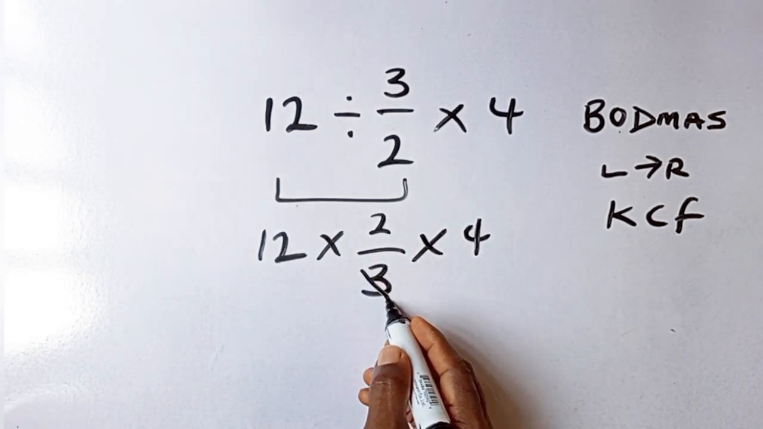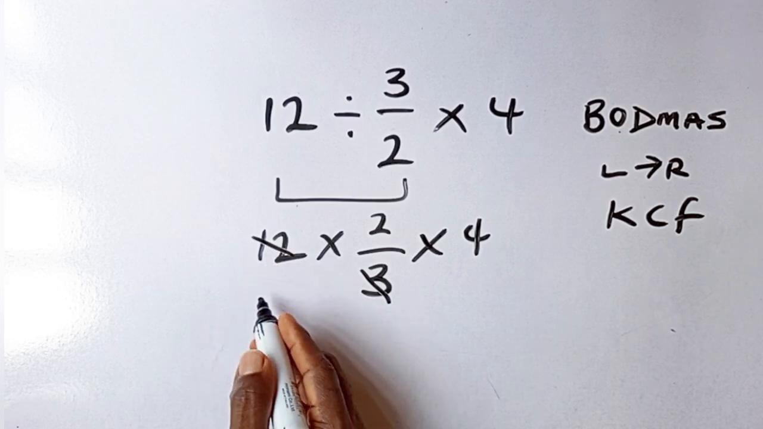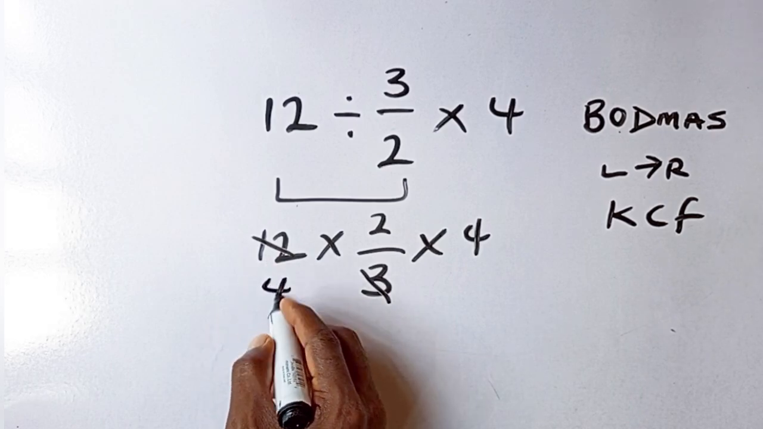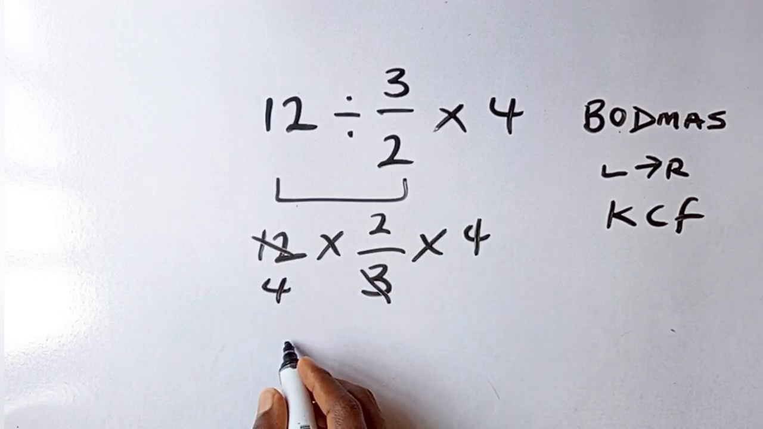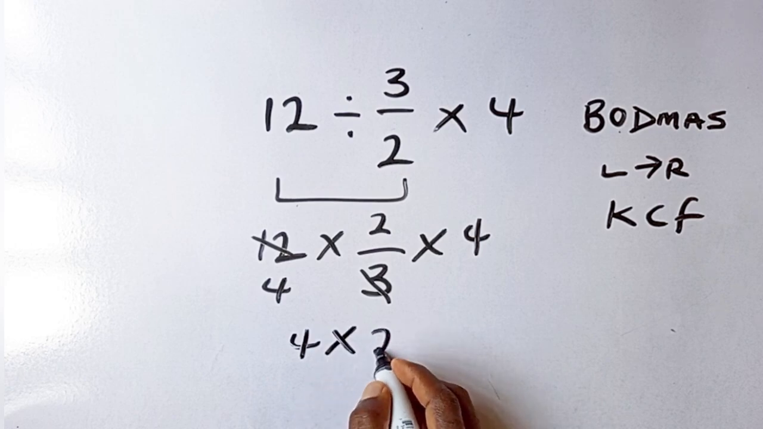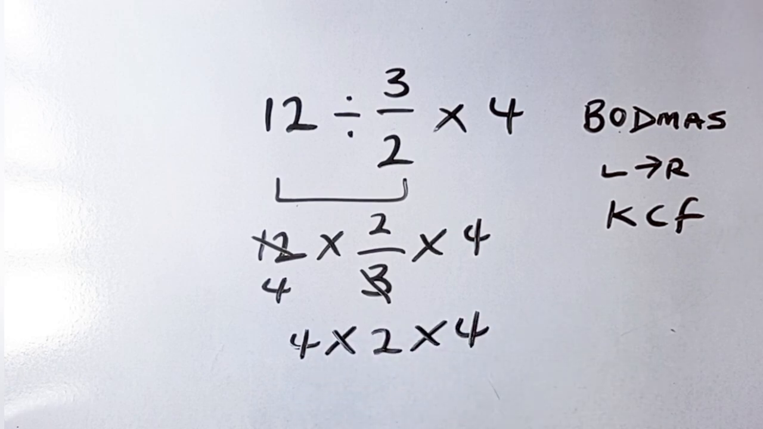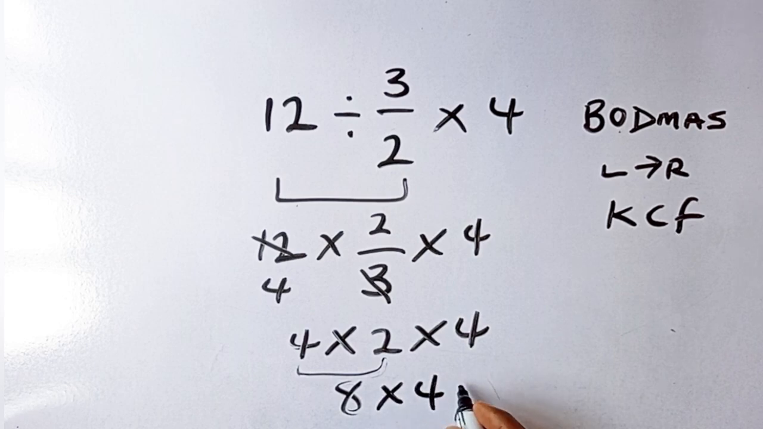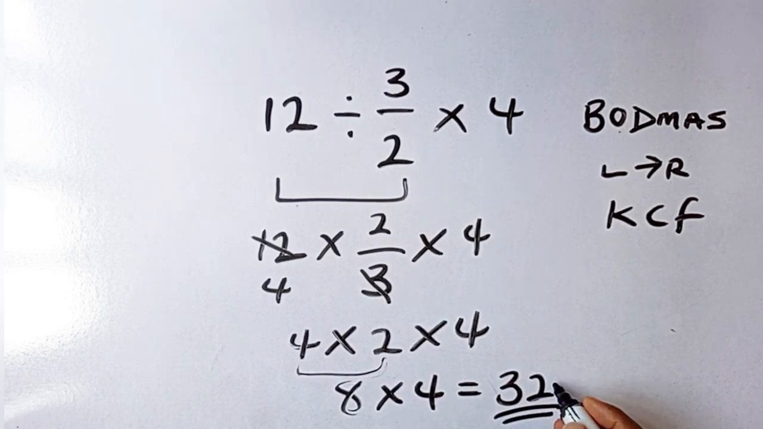Now, 12 divided by 3 is going to give us 4. So we are left with 4 times 2 times 4. 4 times 2 is going to give us 8. 8 times 4 is going to give us 32. And this is the final answer.